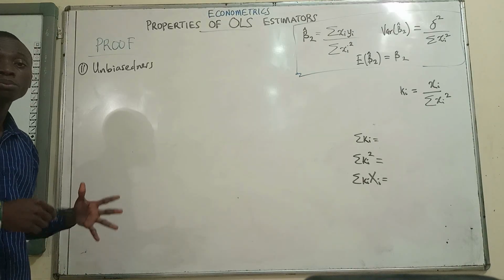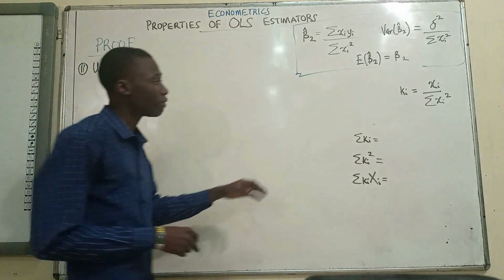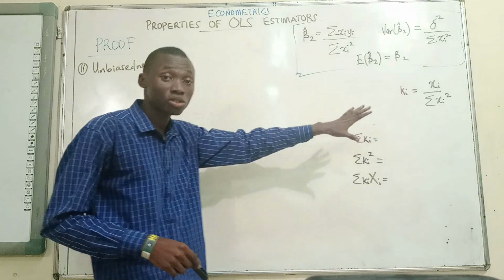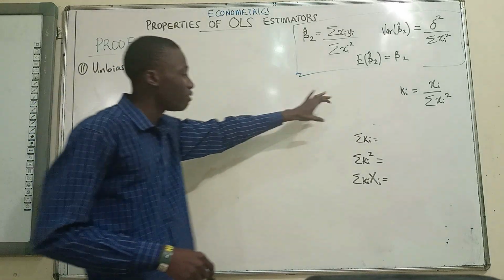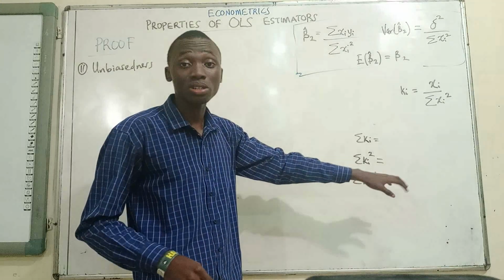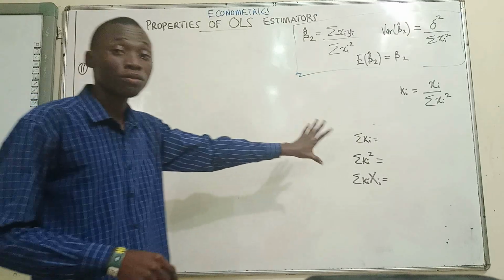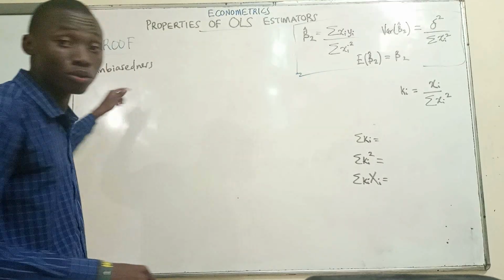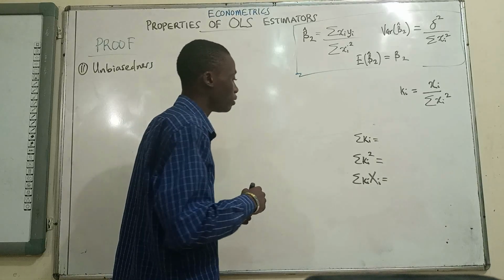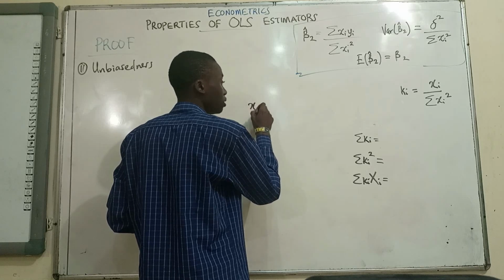Okay, so next we'll be proving the unbiasedness property, and we recall we defined k as x over summation x squared. So now we'll be deriving summation k, summation k squared, and summation k big X, because we're making use of the values we derive here while proving this property. Okay, so first let's define what summation k subscript i is. Recall k is this.